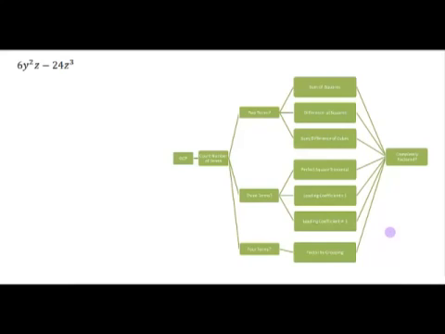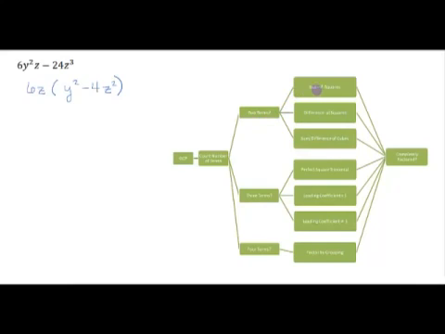6y squared z minus 24z cubed. The first thing is to check for a greatest common factor. We have a 6 and we have a z common. After we take those out, I have a y squared minus 4z squared. Let's count the number of terms. We have 2 terms here.